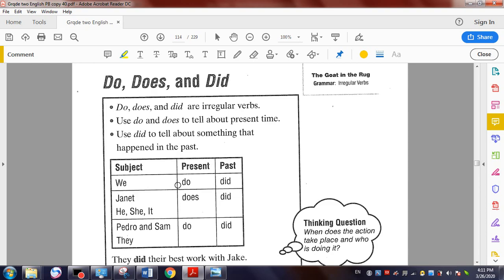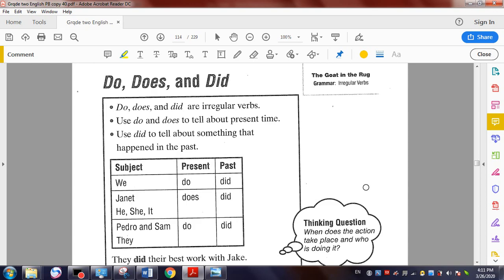Okay? Alright, so we have the first subject pronoun here, which is we. We do. What else? They do. I do also. Okay? And you do. Alright? What about he, she, and it? They go with does. He does, she does, and it does. In the past, we changed do and does to did. I did it, we did it, Janet did it, Pedro and Sam did it. So in the past, we're using did.